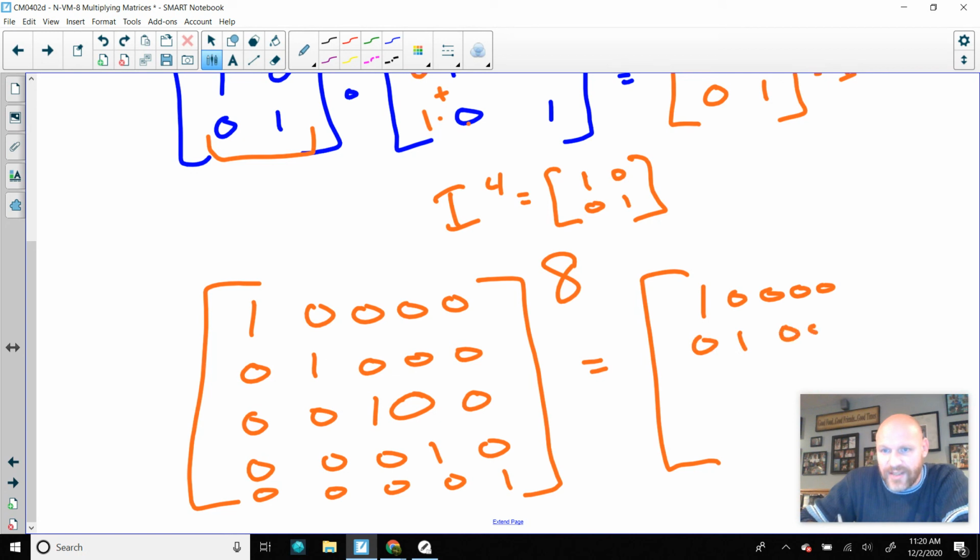And that's what's known as the identity matrix. If I multiply that by any 5 by 5, I'll get the same matrix. You can try it on your own if you want. Not a big deal. But that's how that one works.